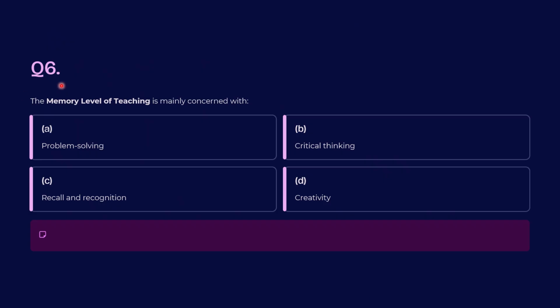So our sixth question is: the memory level of teaching is mainly concerned with A. Problem solving, B. Critical thinking, C. Recall and recognition and D. Creativity. So the correct option is option C, recall and recognition. Memory level teaching is the lowest level of teaching. Its main objective is remembering facts. Its focus is on memorization, recall and recognition.